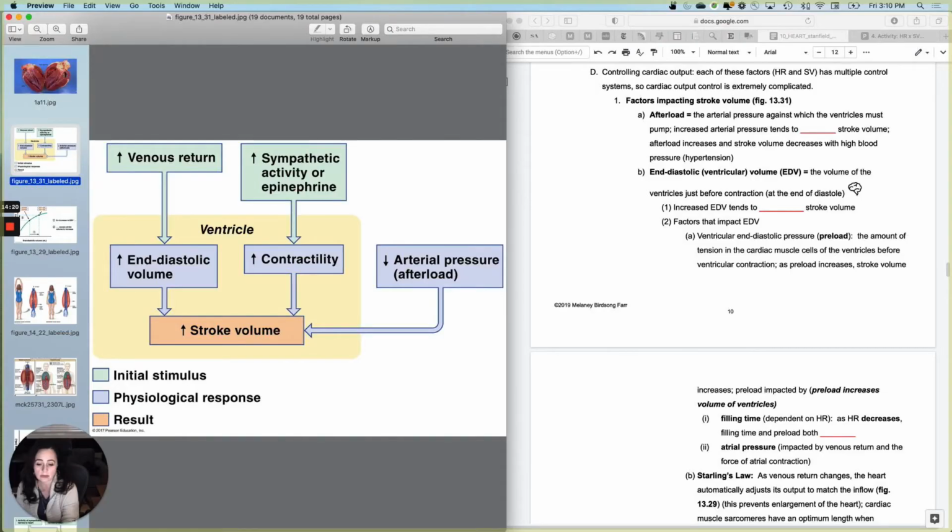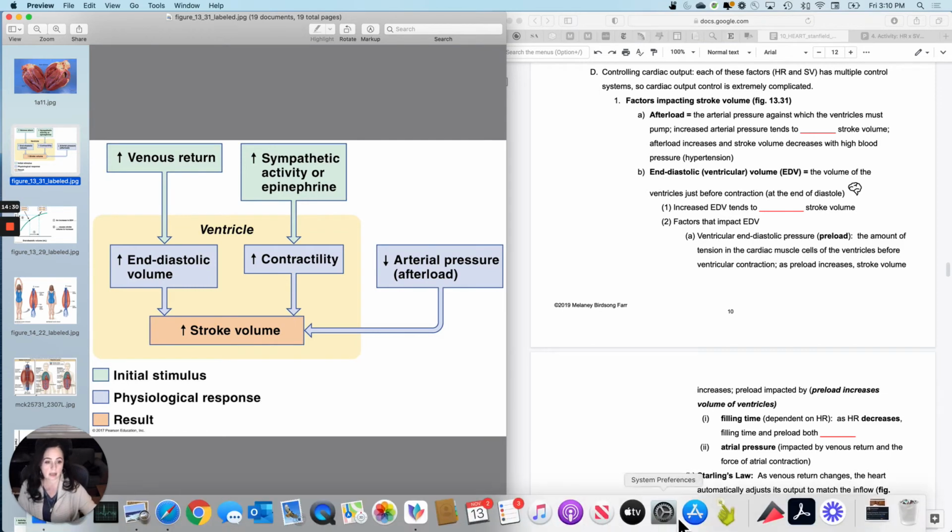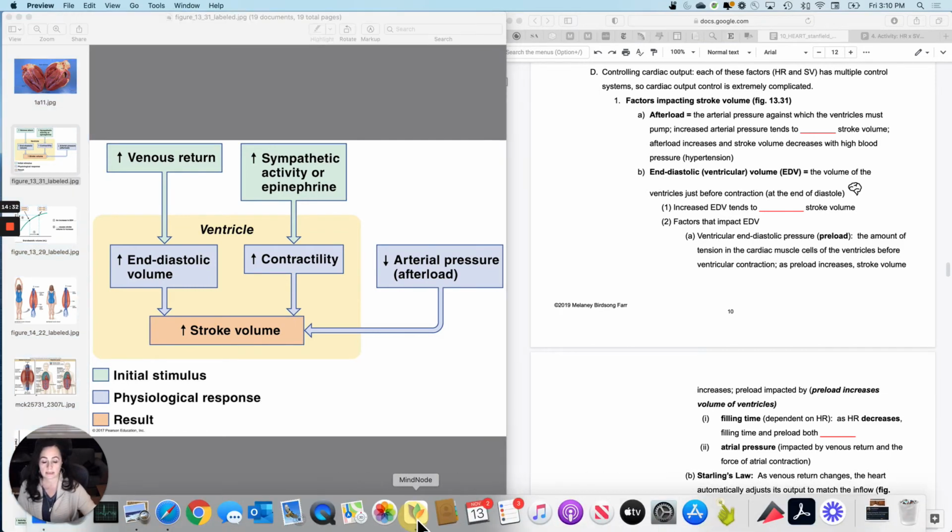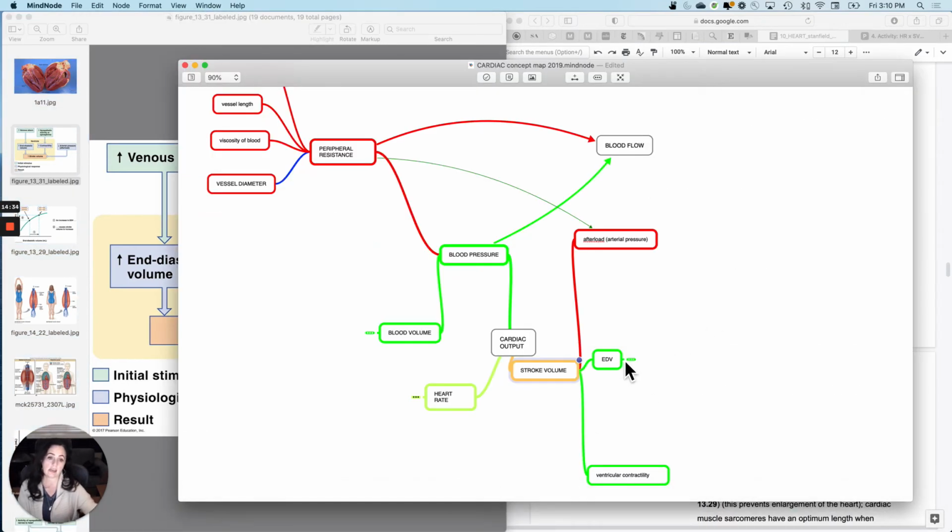It tends to increase stroke volume, okay? So hopefully that makes sense. Let us look at our concept map, and we've got EDV. As EDV increases, green, stroke volume will increase. So that's a green relationship. This was a red relationship. But now we have to figure out the factors that impact EDV.